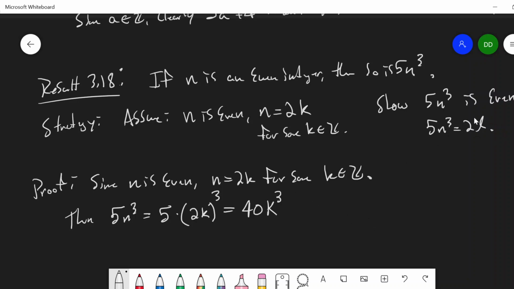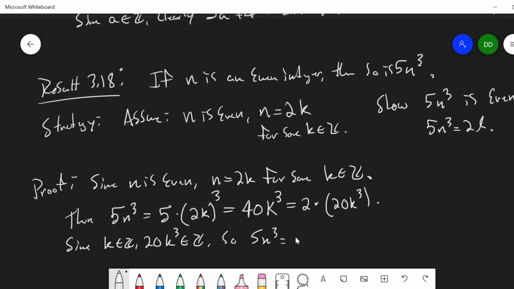And again, I want to write this as twice some other integer. So this is equal to 2 times 20k cubed. And then I'll say, since k is an integer, 20k cubed is an integer. So 5n cubed, which is 2 times 20k cubed, is even. And that's the proof.